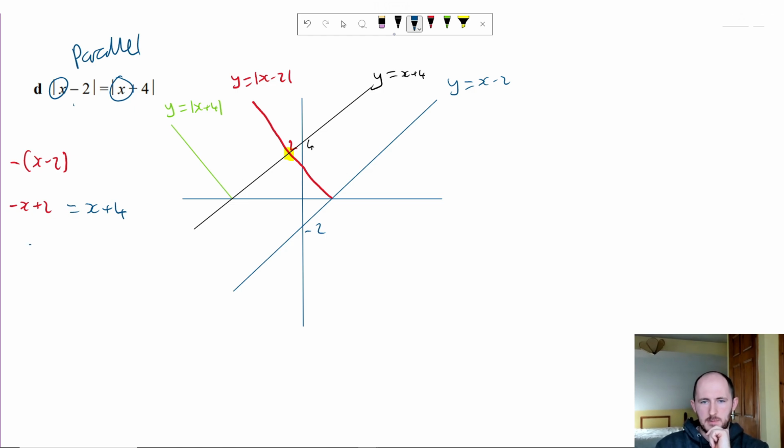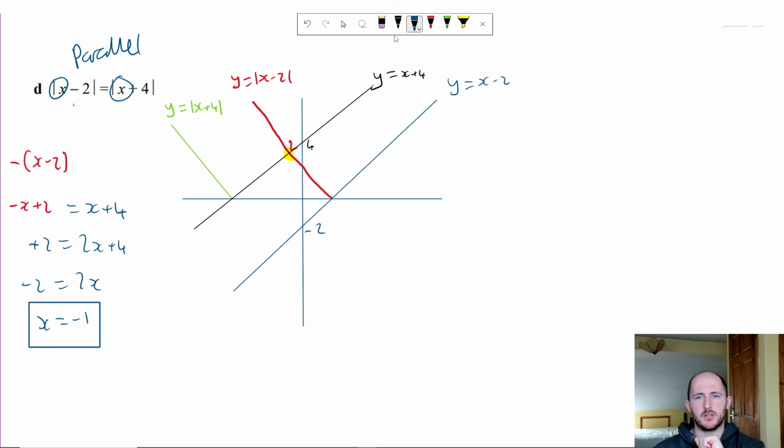So I'm going to add x to both sides. Take away 4 from both sides. So x equals minus 1. That is the only solution to this equation. And again, the reason why I know it's the only one is because those lines are parallel. They will not cross again. If we had something like 2x plus 4 and x minus 2, then they would intercept again somewhere to the left. And that's how you could tell.